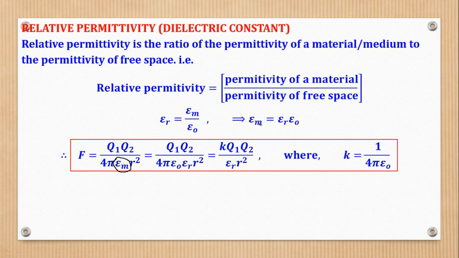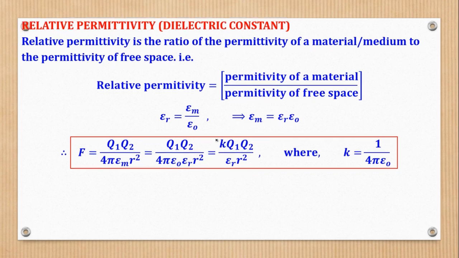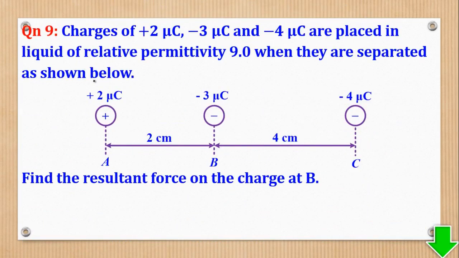So epsilon m, I already know that it's equal to this, so I'll substitute to give you this. Then from there, I remember that 1 over this alone gives you k. That is why I'm writing this k here. And I'll add on these two charges, and also here I'll be left with this one. So this is now our new formula when they give you relative permittivity. And with that, we shall now be able to do our question 9.